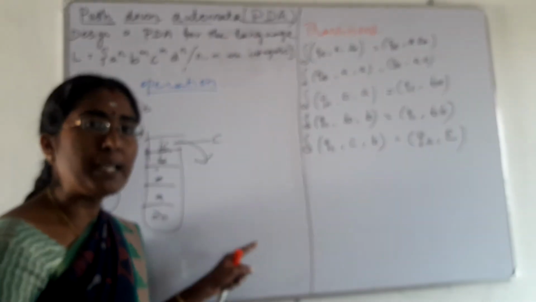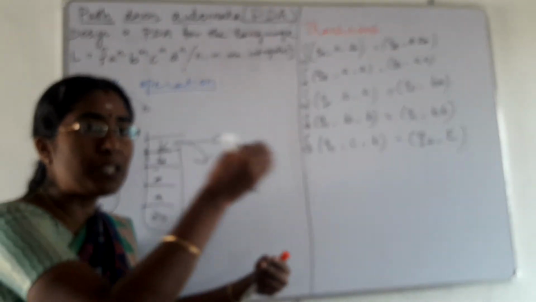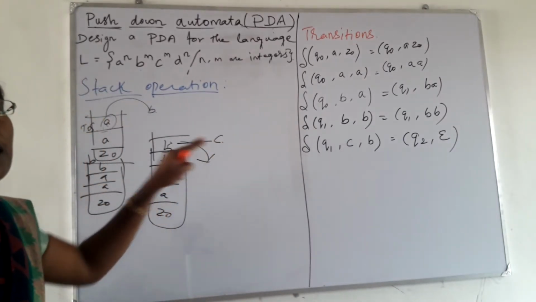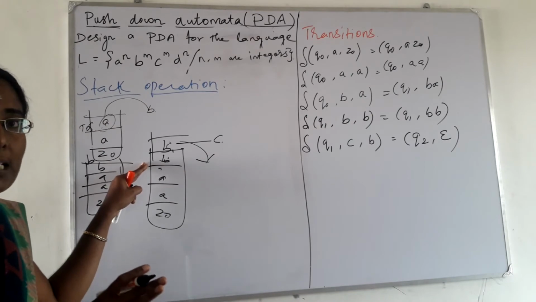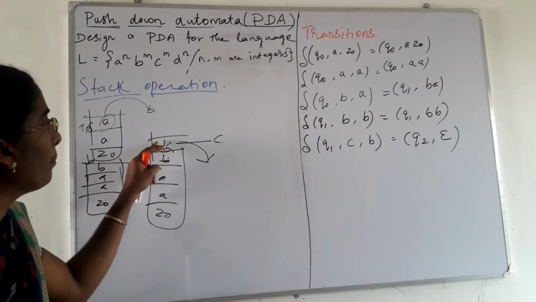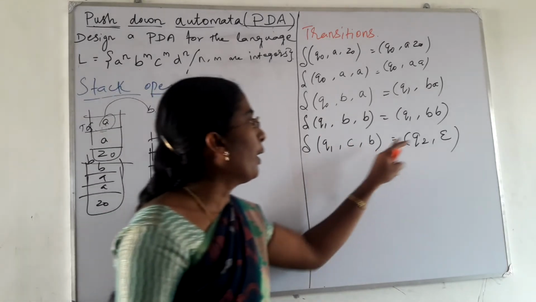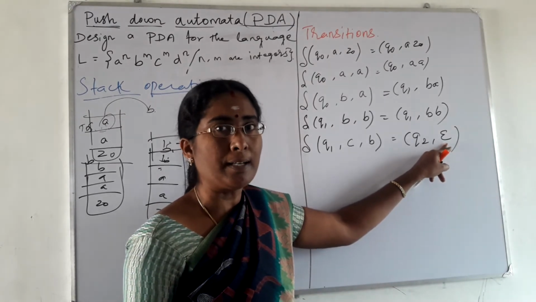If C gets matched with B, if C is equal to B, while reading C, if it is having B on the top of the stack, the condition is called a match, compared and matched. Then here we are popping the symbol B from the stack. This B is popped out. For representing the pop operation, here we are using this epsilon symbol in the transition.